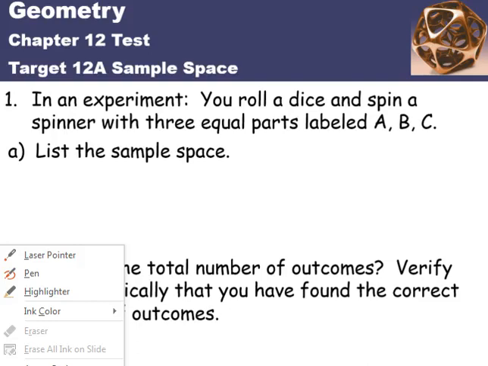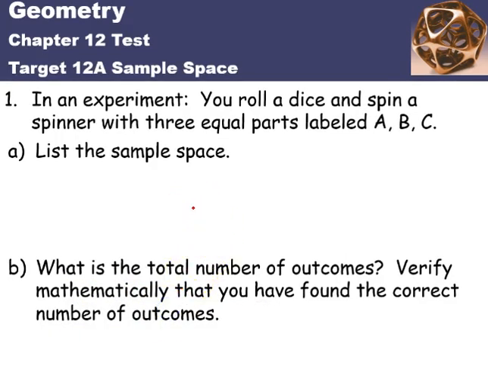Okay, so this is the 12A sample space review for the retake. Let me grab a pen. Okay, so it says we roll a dice and spin the spinner with 3 equal parts.